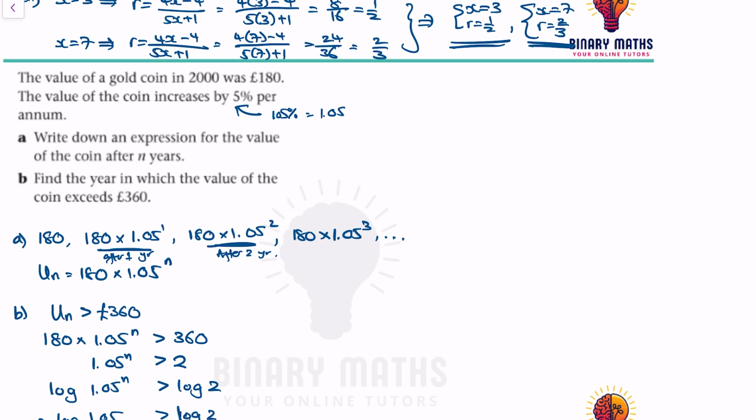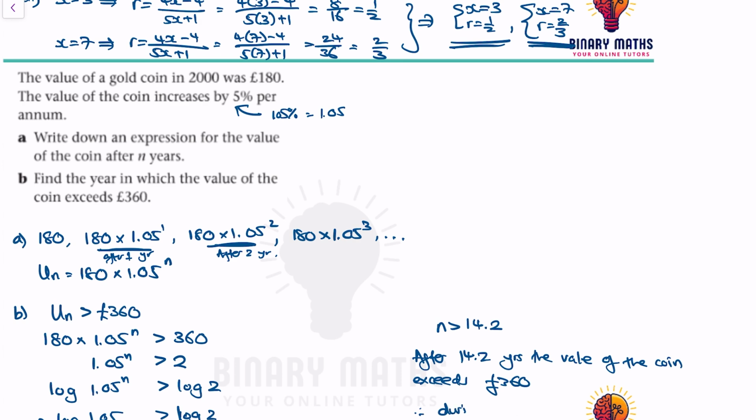Which means n, if I put that into my calculator, is greater than 14.2. So that means after 14.2 years, the value of the coin exceeds £360. So after 14.2 years, therefore this is during 2014.